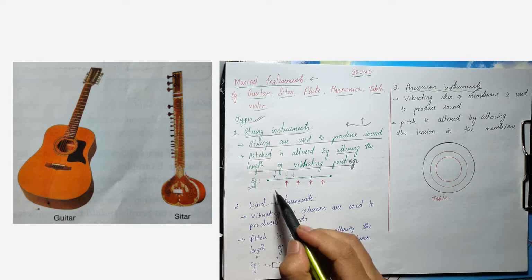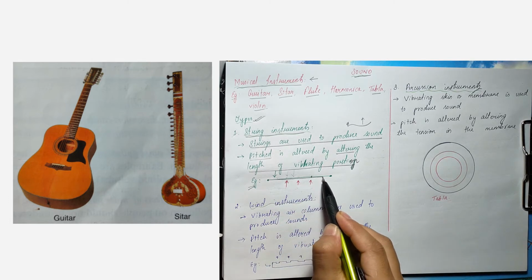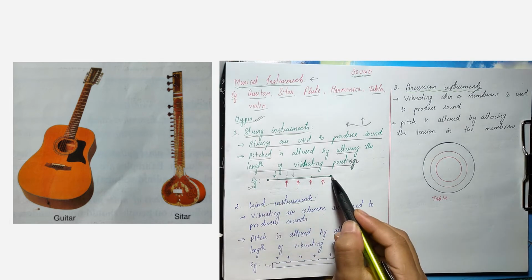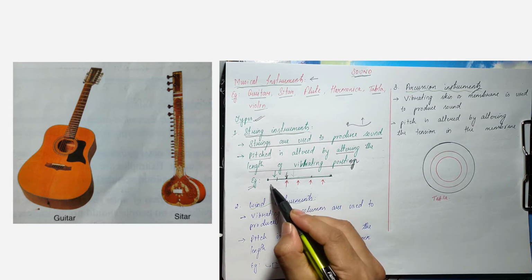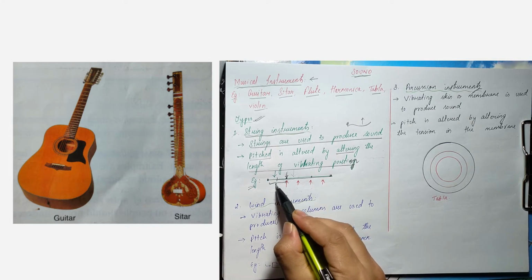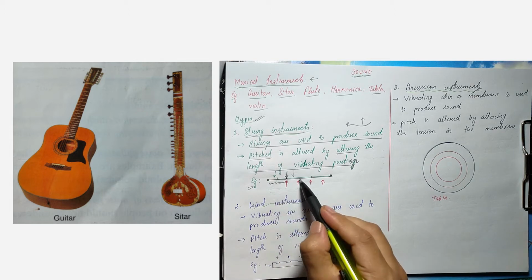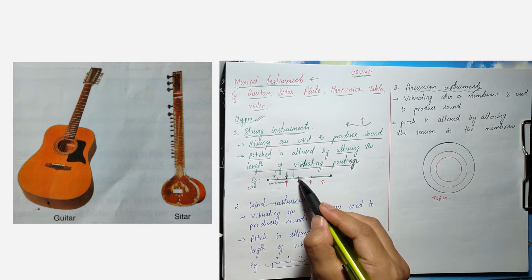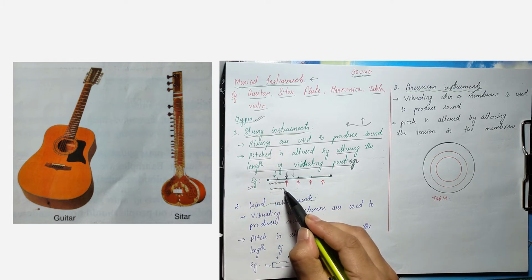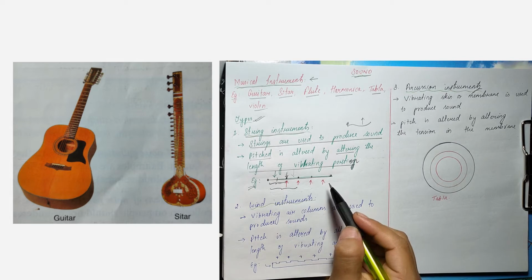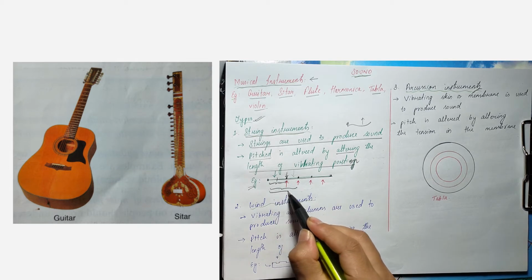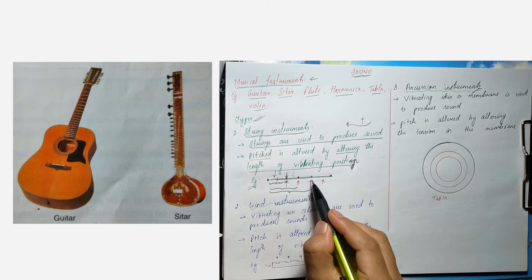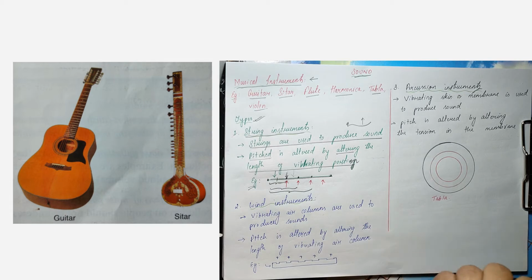For example, let's say this is our one string of guitar. If you keep your finger here and press here, and if you pluck this portion, then you will hear one sound. And if you put your finger here and you pluck this portion, then you'll hear a different sound. This is how the guitar works. Basically you change the length of the vibrating portion and the sound too changes.